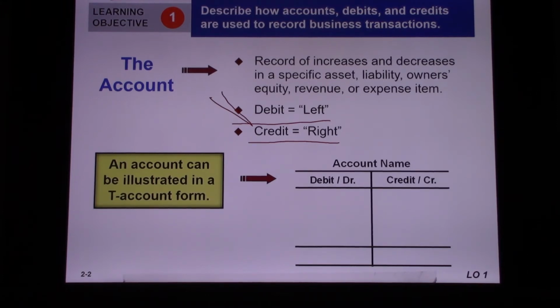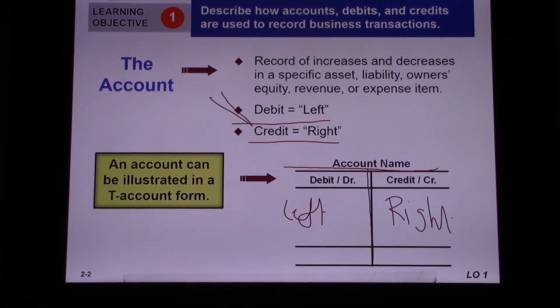But what do we mean by left and what do we mean by right? Okay, we're going to deal with something called a T account. As you see here, there is this T account. And why do we call it a T account? Because as you see, it looks like a capital T letter. And the T account has a left side and a right side. Here is the left side, which is the debit side. And also it has a right side, which we call the credit side.